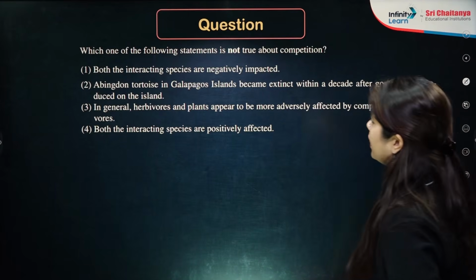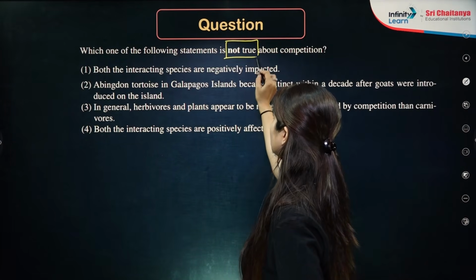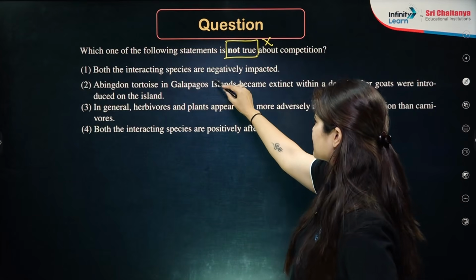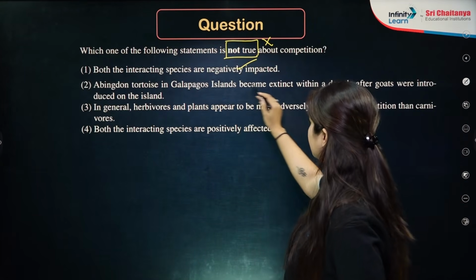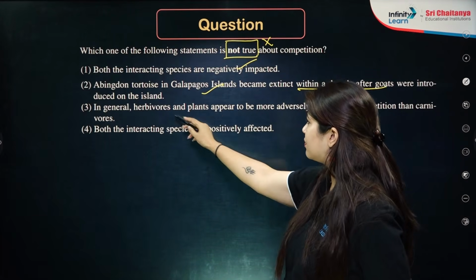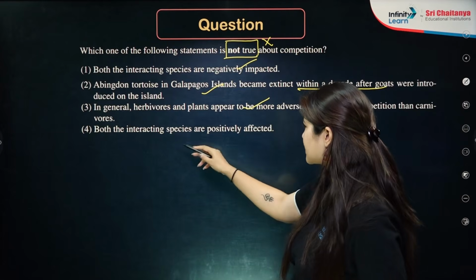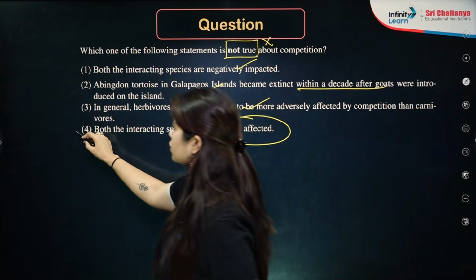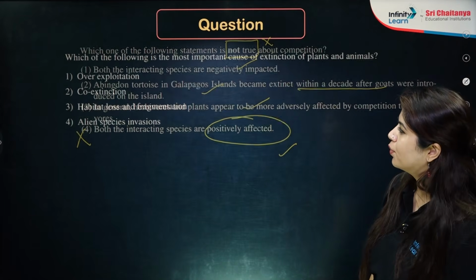Next is, which of the following statements is not true about competition? Both the interacting species are negatively impacted. Yes, of course. Then tortoise became extinct within the decade. Yes, absolutely. In general, herbivores and plants appear to be more adversely affected. Both the species are positively, both will be negatively affected. So answer has to be option number 4.